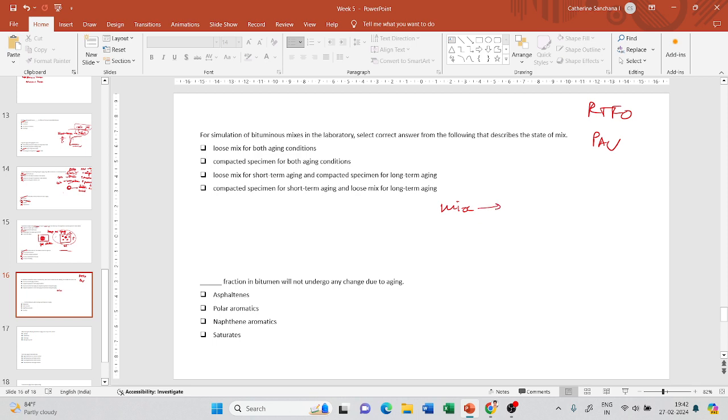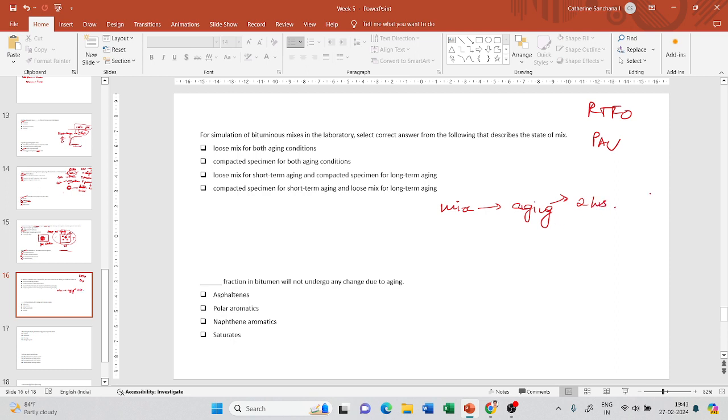you will do an aging after you mix, okay, to simulate the aging that is undergone during mixing in the field. Okay, so you mix the sample, aggregates and bitumen, and you will age the sample in an oven for 2 hours.